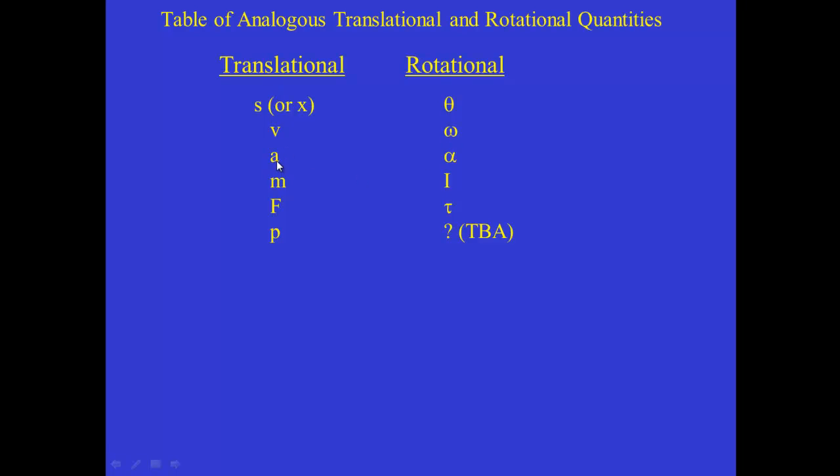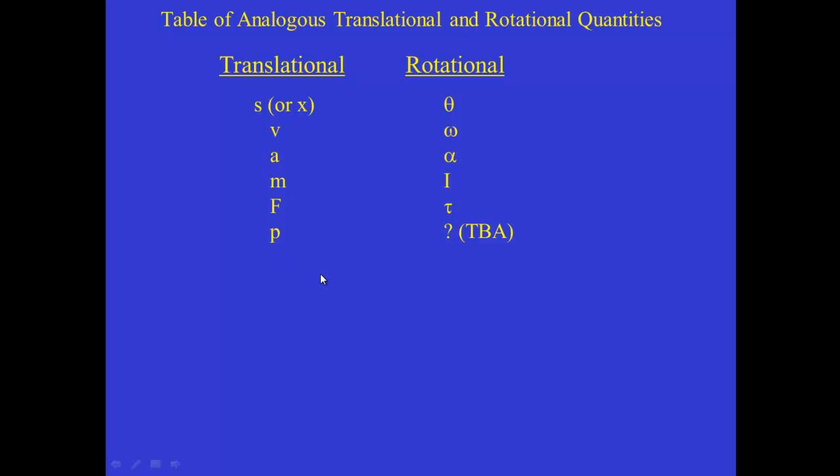Translational acceleration a is replaced by rotational acceleration alpha. Mass m in all of the formulas for translational motion gets replaced by the moment of inertia when we write down the corresponding equations for rotational motion. And F, which plays the important role in Newton's second law for translational motion, gets replaced by the torque in rotational motion. Now there's one more quantity that we defined in translational motion, and that was the linear momentum p. And so there turns out there is actually a rotational analog to this, and we'll get to a discussion of that a little bit later.